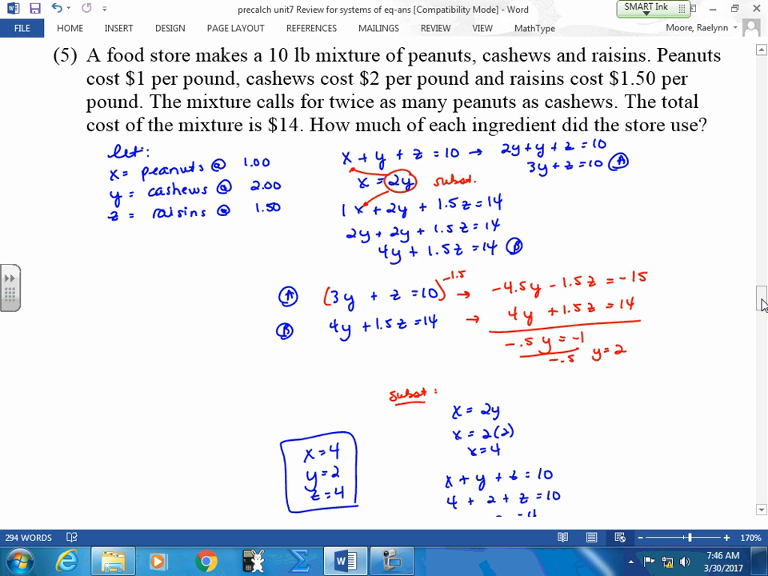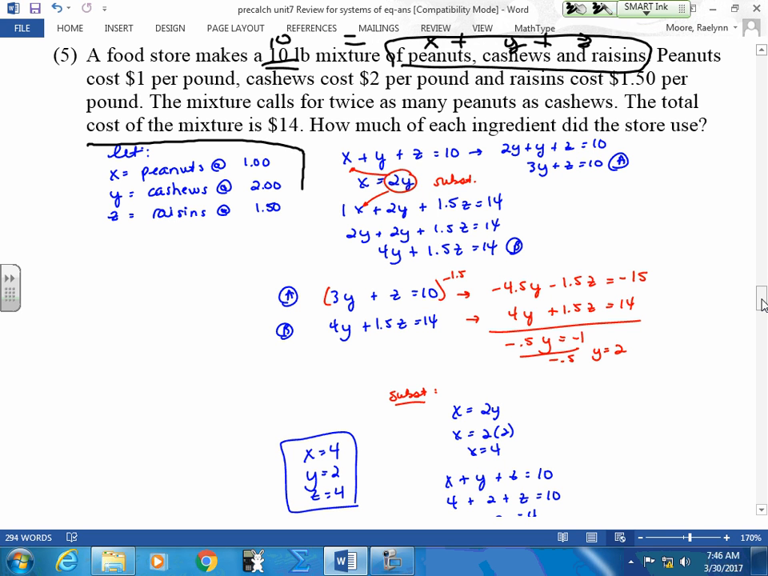A store makes a 10-pound mixture of peanuts, cashews, and raisins. So there's my X, Y, and Z. And how much do they have to add up to? 10. There's my first statement. Okay, peanuts cost $1, cashews cost $2, raisins cost $1.50. There's my left statement. Here we go.